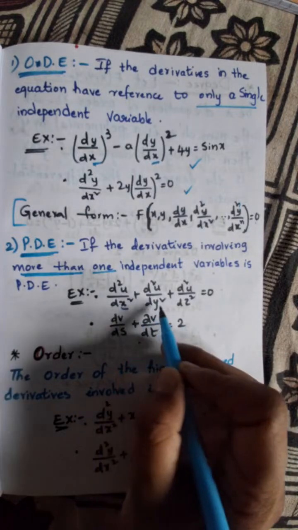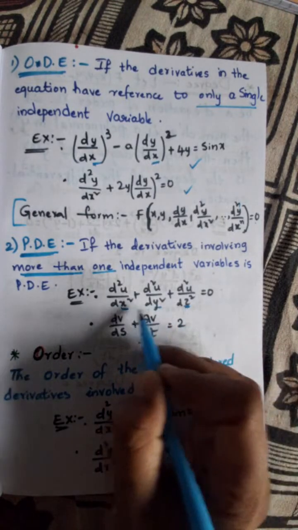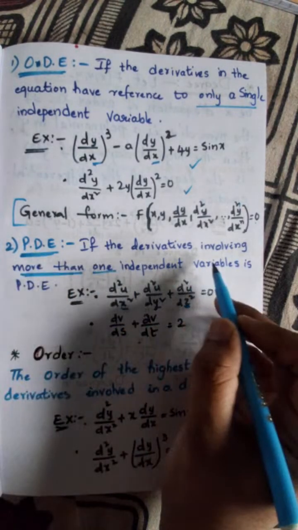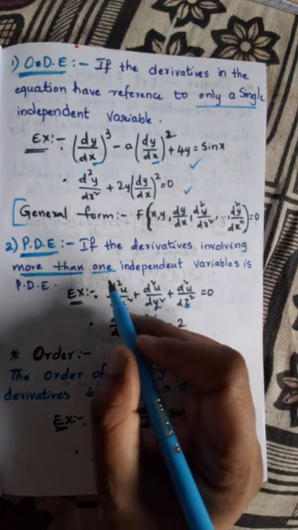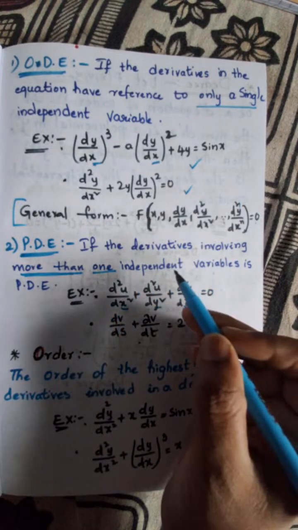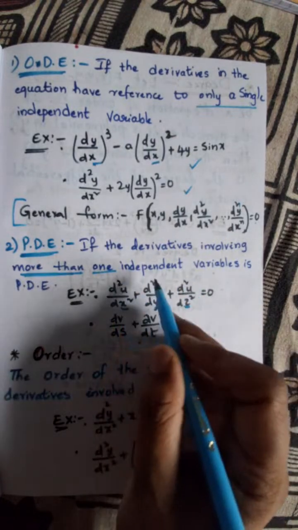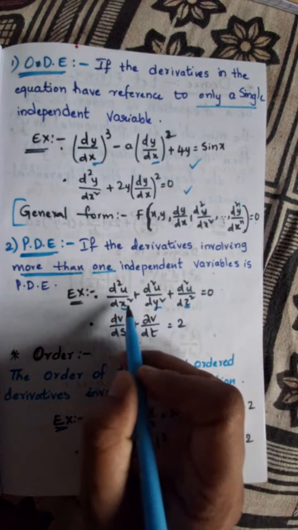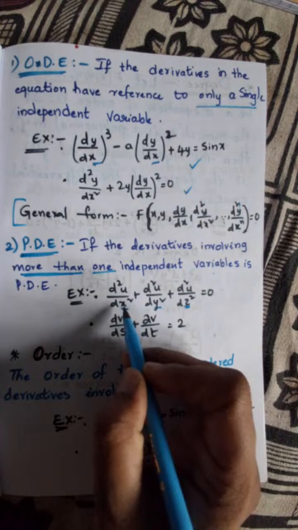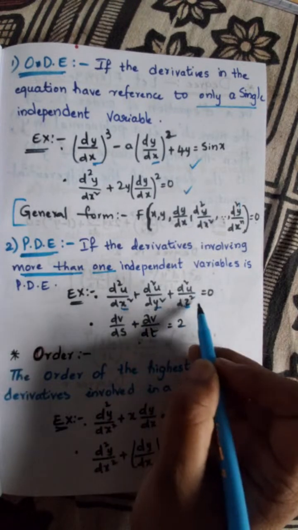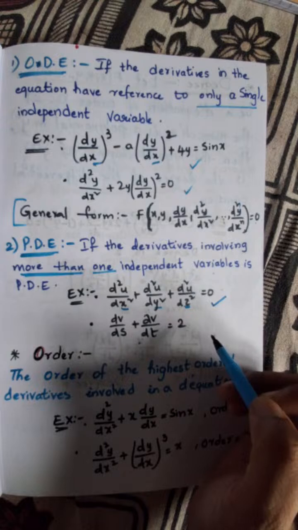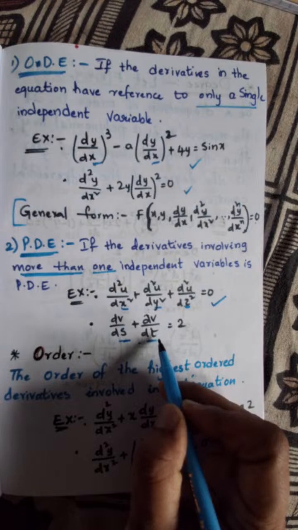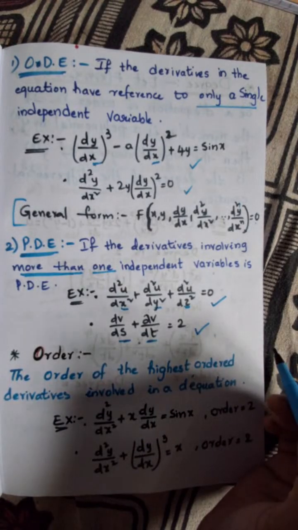How many independent variables are there in this equation? Three independent variables. What is the definition? More than one independent variable means not one, it should be more than one. We don't have to care about the dependent variables, we only observe the independent variables. So x, y, z are three independent variables, so this is a partial differential equation. In the other example, s and t are two independent variables, so this is also a partial differential equation.